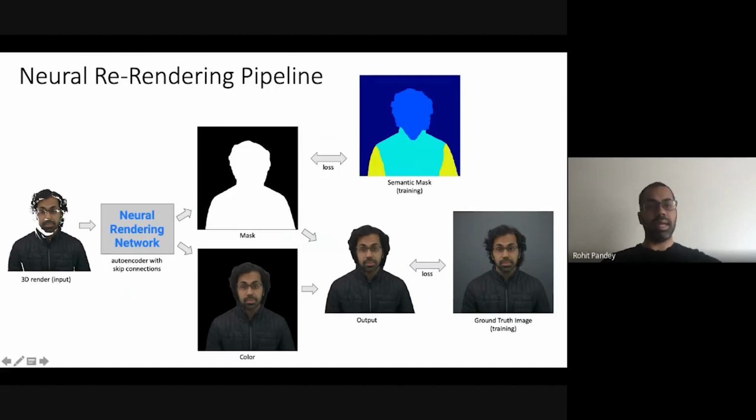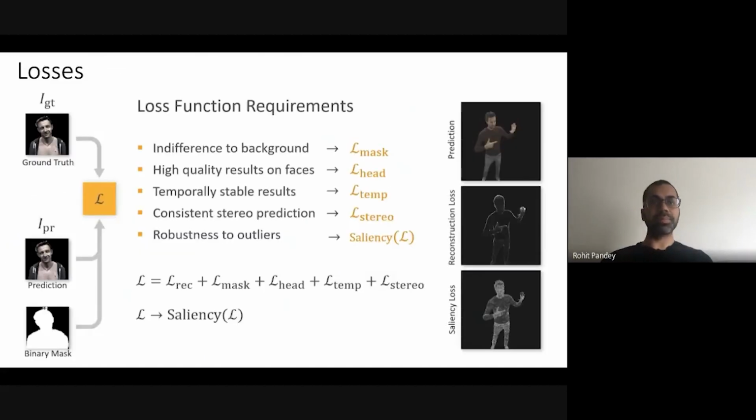There was a rendered input, which was in the target view itself. Then we used a UNet-like architecture to output RGB and mask. The RGB was supervised by the ground truth masked RGB from the witness cameras, and the mask was supervised with a binarized semantic mask. The actual semantic labels were used for additional things, like adding additional loss to the head, for example.